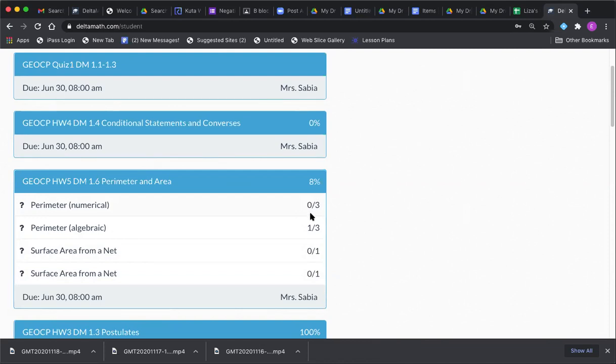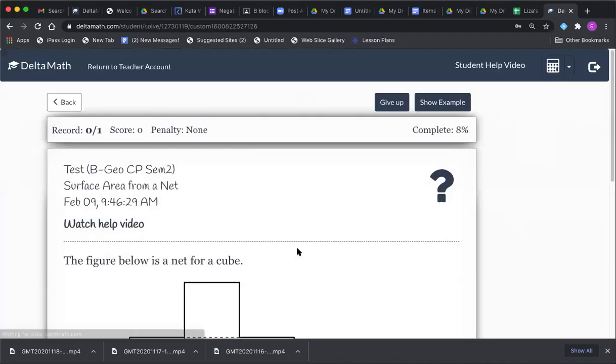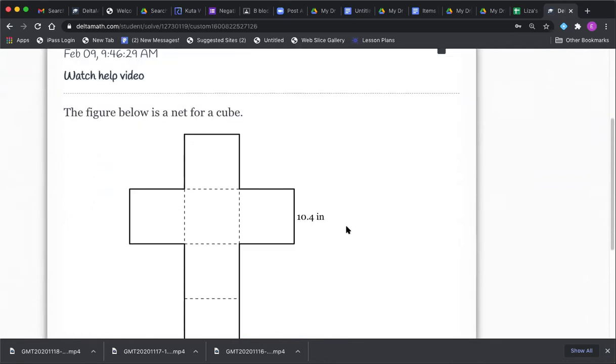So as long as you maybe, oh, whoops, I got that one wrong. Let me try another one. You should eventually be able to get hundreds on your homework. Okay. So let's take a look at a surface area one. So here, this thing is a cube, right? So if it's a cube, that means all of these sides are the same. They're all going to be 10.4s all the way around.